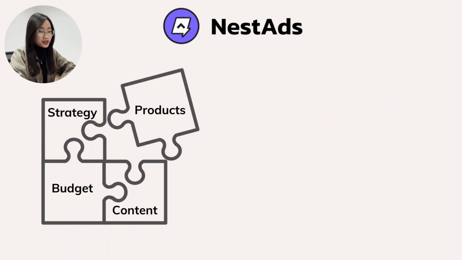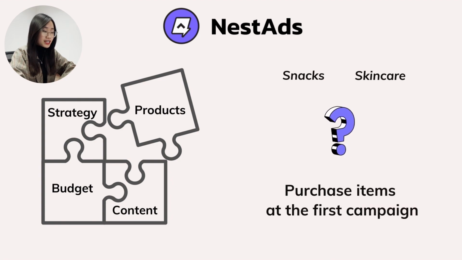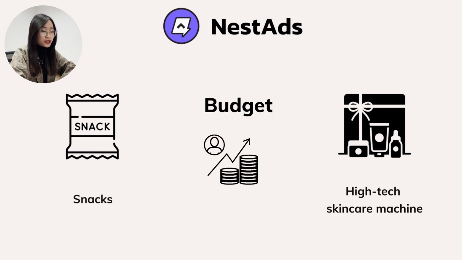One more thing you should know is that TikTok ad strategy and budget also depend on your products. For example, if you run ads for a high-tech skincare machine, it might be a little bit difficult to convince people to purchase your items right at the first targeting campaign, because it's a specialized product that everyone needs more time to consider before buying. In this case, the ad spend is likely going to be higher than for snacks or clothes, which the audience is more accustomed to.